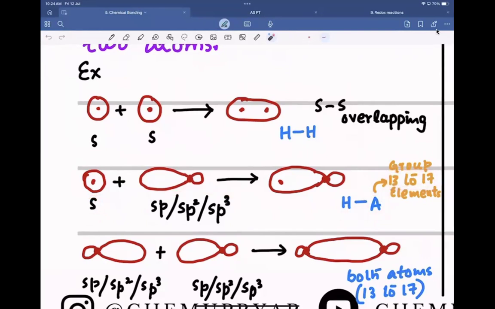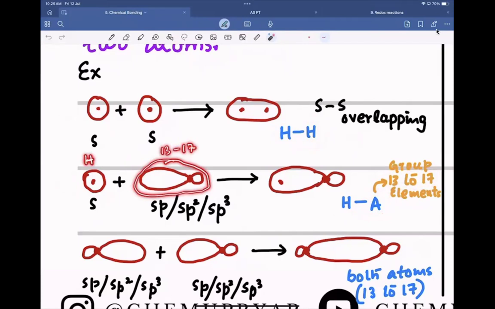If you have any question, any query, any confusion, please ask. This is only for when hydrogen is bonding, no other element. See, this is the case when two hydrogen atoms are bonding covalently. And this is the case when a hydrogen atom is bonded to any other atom from group 13 to group 17. So this orbital is from an element of group 13 to group 17, and this orbital is of hydrogen.